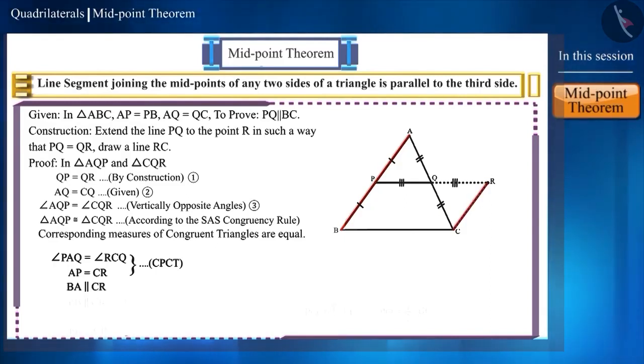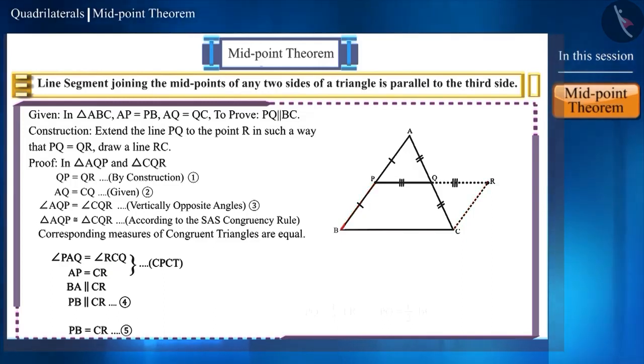As we can see in the figure, points B, P and A are linear, or we can say that they are on the same line. Therefore, we can say that the side PB will also be parallel to the side CR. And we are given that side AP is equal to the side PB and side AP is also equal to the side CR. Hence, the sides PB and CR will also be equal.